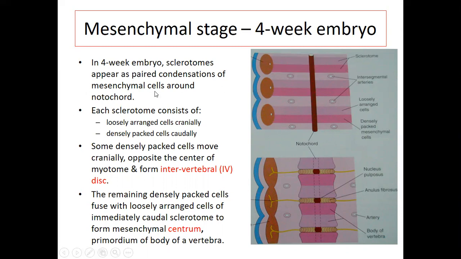And then each sclerotome consists of loosely arranged cells. If you see here, it consists of two parts. The lighter pink here represents the loosely arranged cells that are located cranially, moving toward the head. Cranially is actually closest to the head. And the densely packed mesenchymal cells are located caudally, moving toward the tail. Even though humans don't have a tail, it moves away from the head.